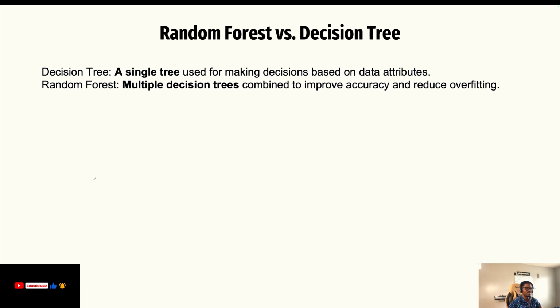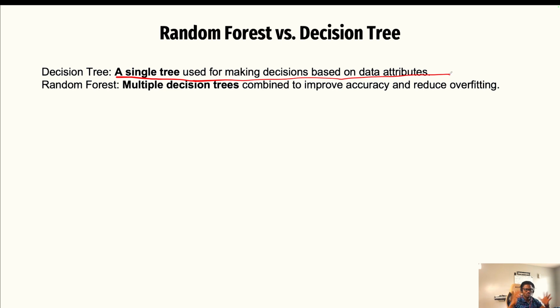So now what's the difference between random forest and decision tree? We should know this by now, right? A decision tree is a single tree used to make a decision based on some data attributes. So based on some input, the decision tree is able to make some prediction, right? Random forest is multiple decision trees, a combination of decision trees combined to improve accuracy and to reduce overfitting. Overfitting is when your model learns too much of your data and is not able to perform well, right? So just say overfitting is the model not being good, right?